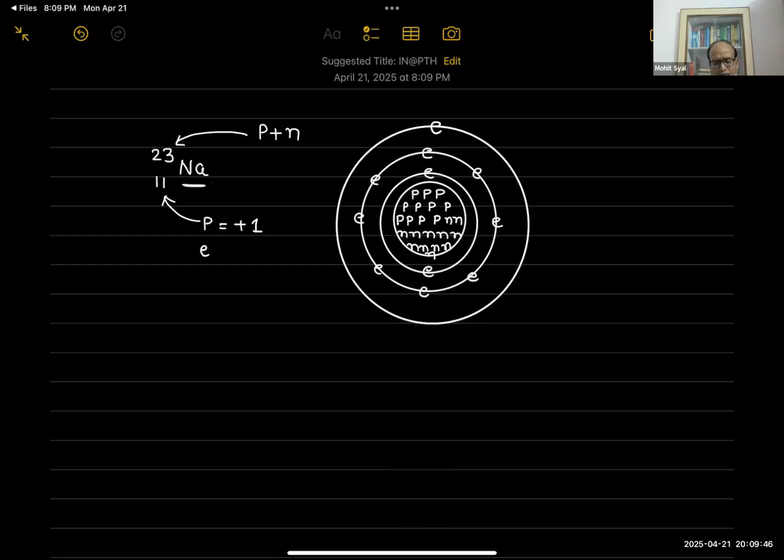Electrons have a -1 charge, so the number of electrons should be equal to the number of protons in a neutral atom. Is it clear or not? Protons are positively charged, right? Yes, sir. And electrons are negatively charged. And in a neutral atom, both should be equal.